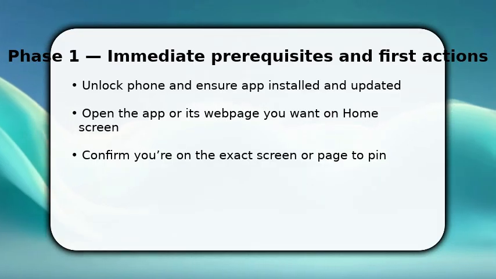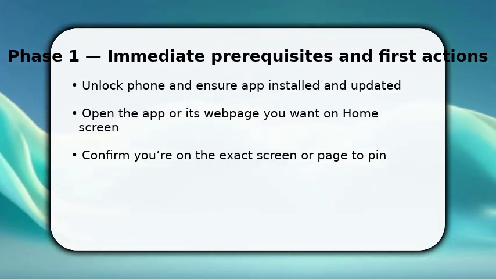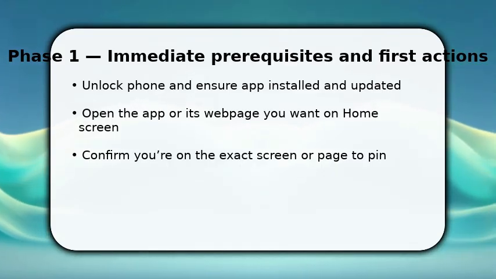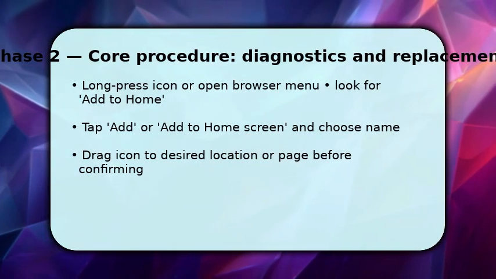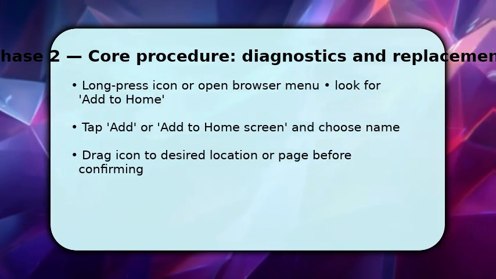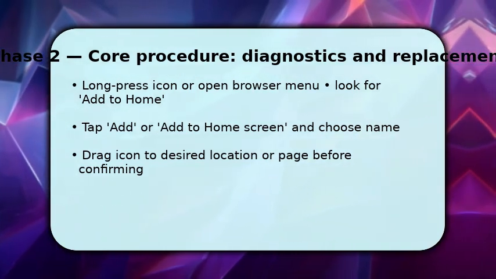Make sure background sync is complete so the shortcut points to the right content, and proceed when the icon or menu item appears. Next, perform the action to add. On app launch, long press the icon. On a web page, open the browser menu and choose Add to Home Screen.